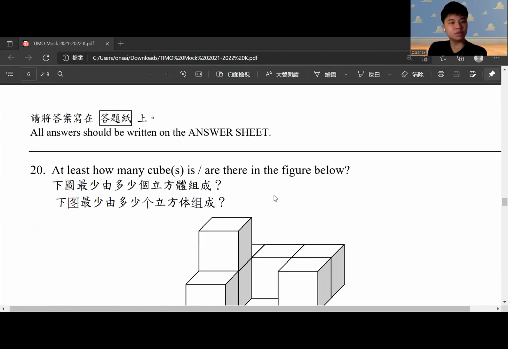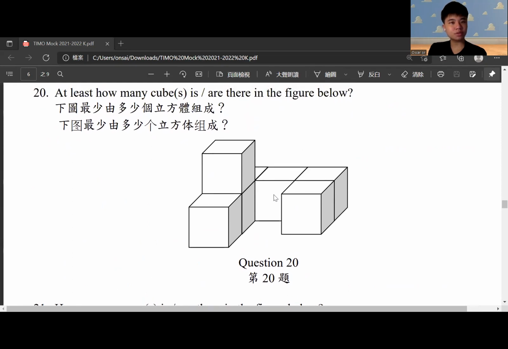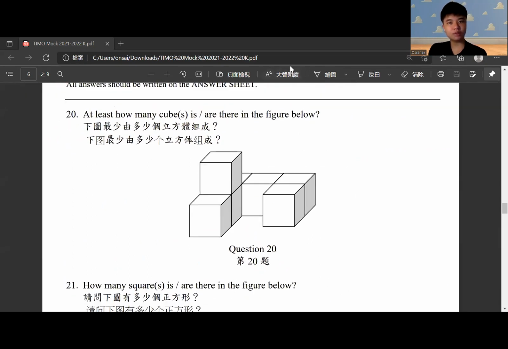Okay. So in question number 20, we are just trying to count the cubes. How many cubes in the figure below? Some people say seven. So let us check it out. This is the first one, two, three, 4, 5, 6, 7, right? So there are 7 cubes in this figure, right?